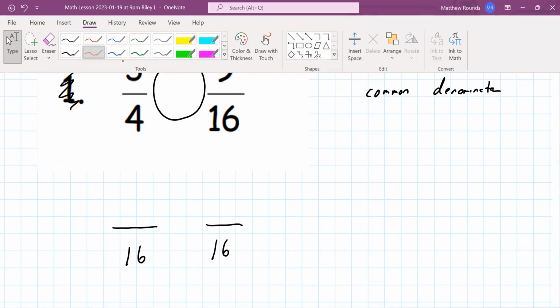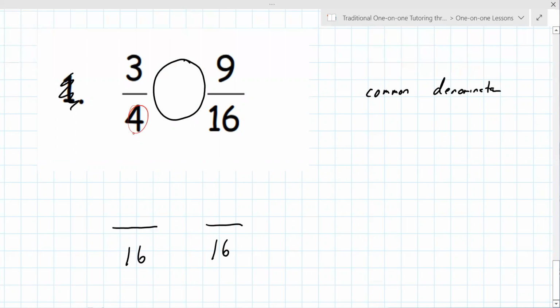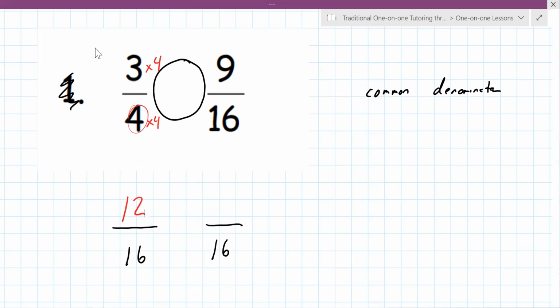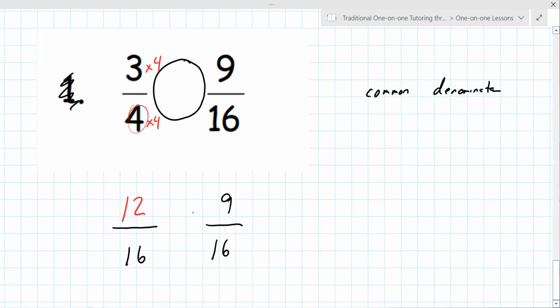What do you multiply 4 by to get 16? 4. So you end up multiplying the top and the bottom by 4. So that becomes a 12 over 16. You bring the other numbers down, and then you can make that comparison. You can say that this is greater.